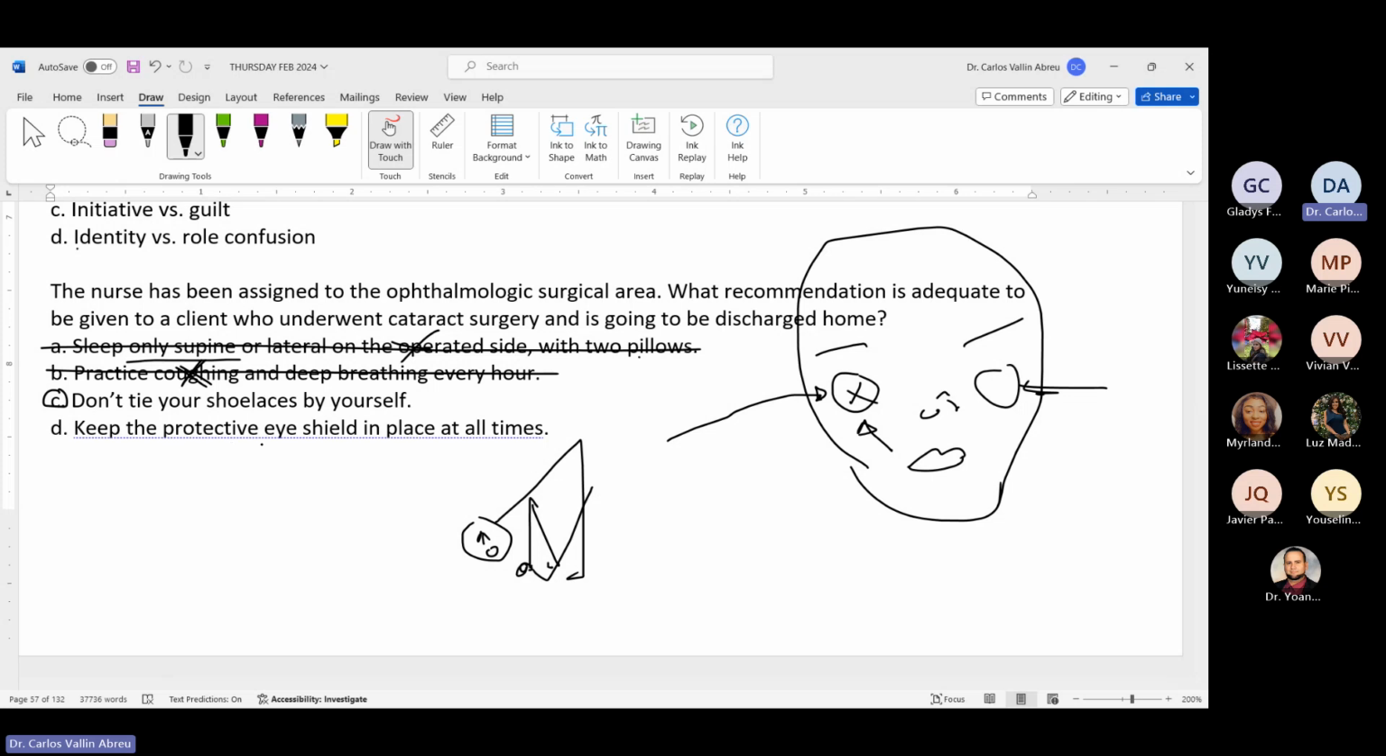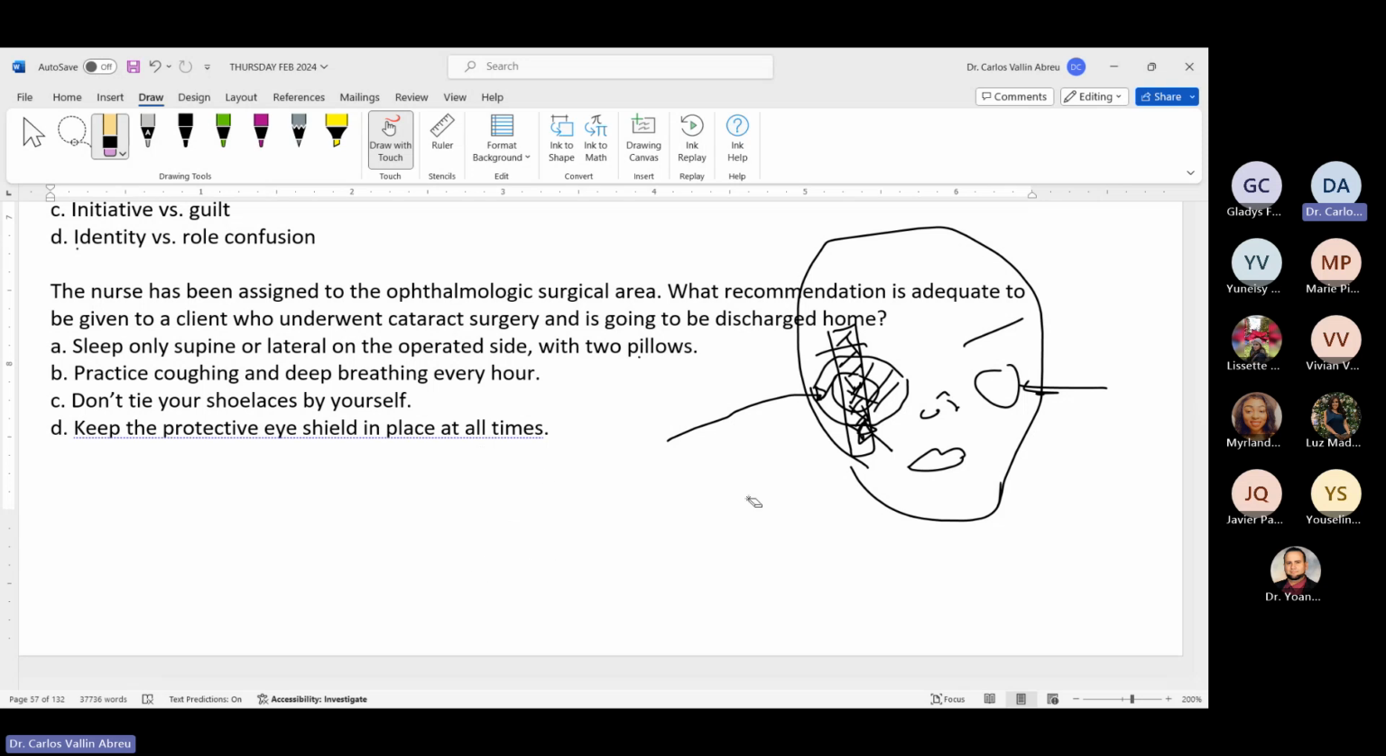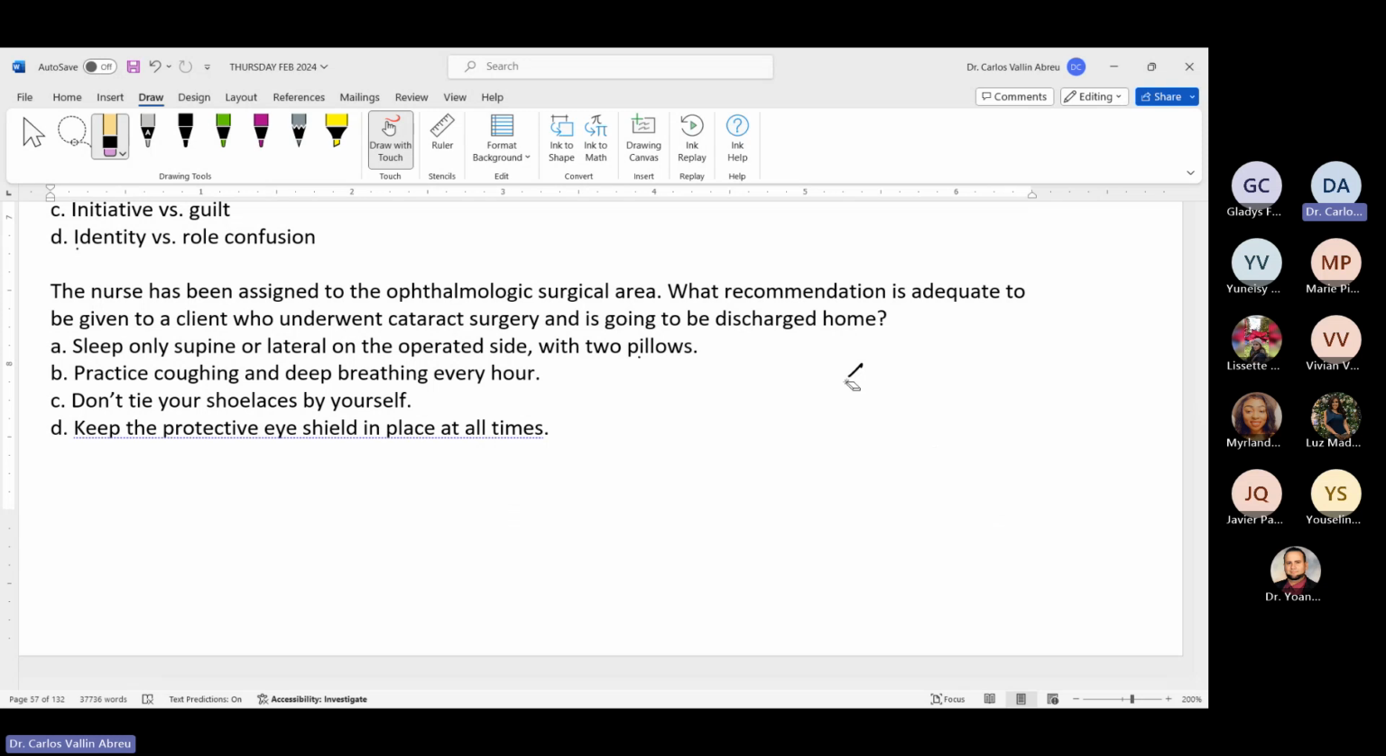Keep the protective eye shield in place at all times. Eye shields are like special plastic cups that are placed over the eye with a tape at night only. It is to prevent accidentally rubbing or hitting the eye while you are sleeping. So the eye shield is placed only at night. So the right recommendation is don't bend over.